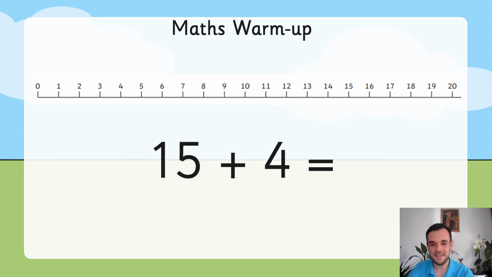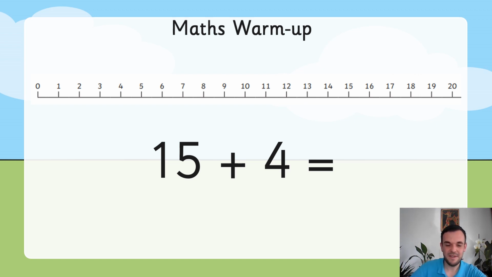Here we have the number sentence 15 add 4 equals. So just like before, you need to find the number 15 and put a circle around it, and then jump along the number line 4 places to find your answer. Pause the video and come back when you have found the answer. Have you found the answer? I'm going to show you how to do it.